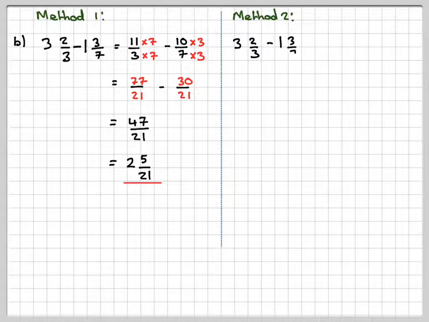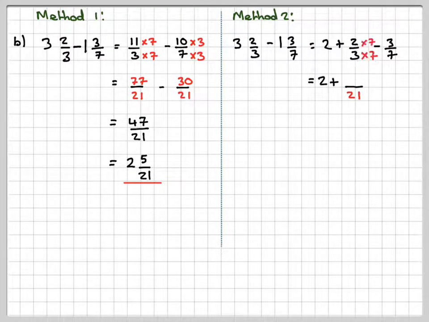Method 2, well, first of all, we do 3 take away 1, which gives me 2, and then we need to add 2/3, and then we need to take away 3/7 from that. And then we do 2, and we will need to multiply this by 7 to get 21, and then we need to do the same for the numerator to get 14. And then we're going to multiply this 7 by 3 to get 21 again, and then do the same for the numerator. 3 times 3 is 9.